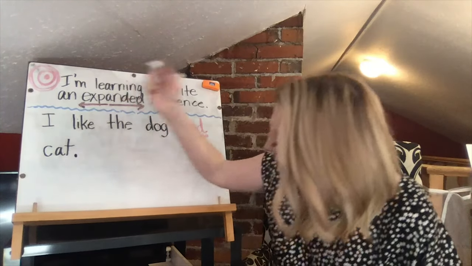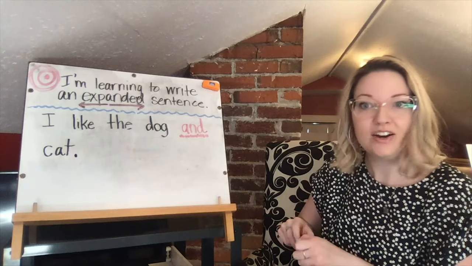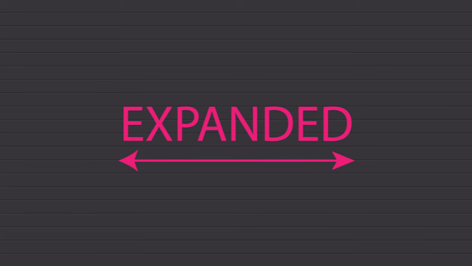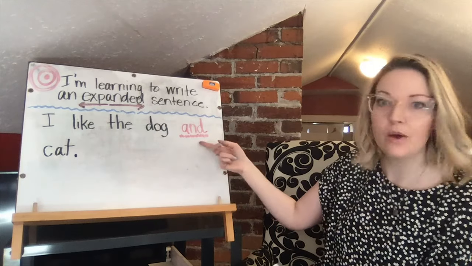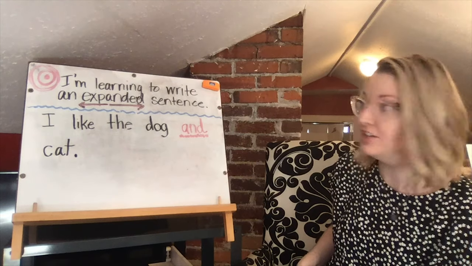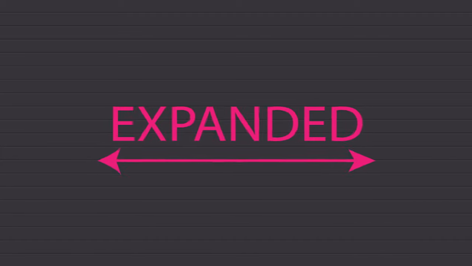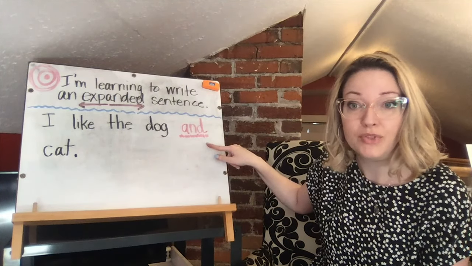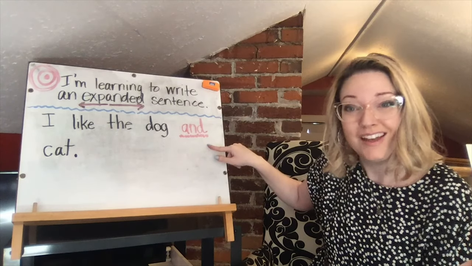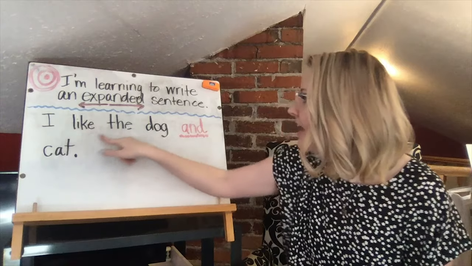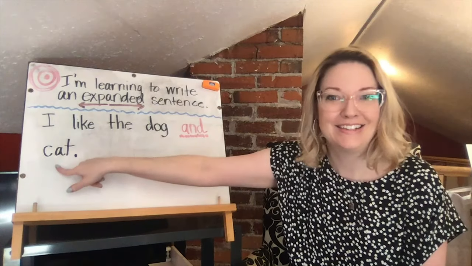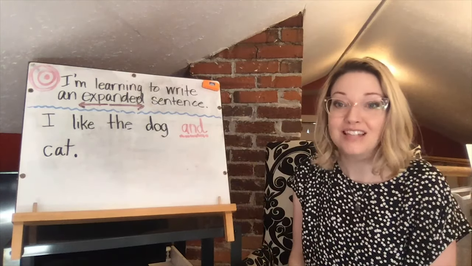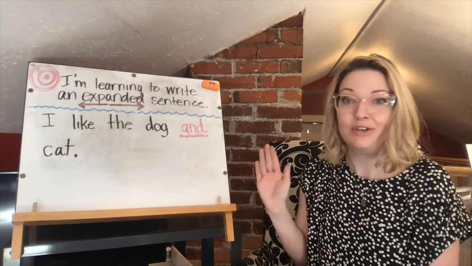And boys and girls, guess what? We just wrote a very simple expanded sentence. We made it bigger just by using a sight word we already know. And let's go back and make sure that we have fulfilled the learning target. I'm learning to write an expanded sentence. We used one of our expanded words. We've learned that one expanded word that we can use to make our sentence bigger is because, and the other one is and. I like the dog and cat. Boys and girls, it's as simple as that. Writing is easy peasy and it can take you anywhere you want to go.